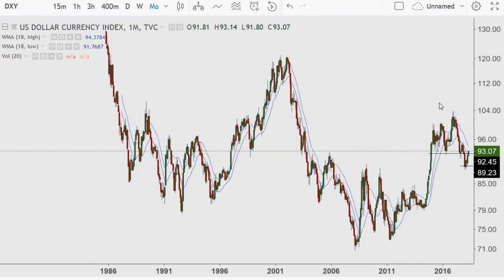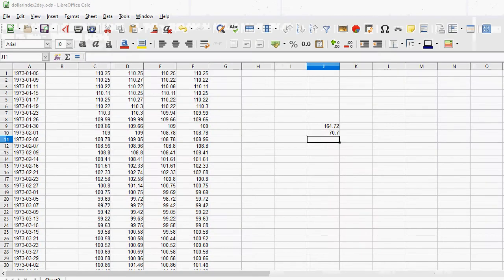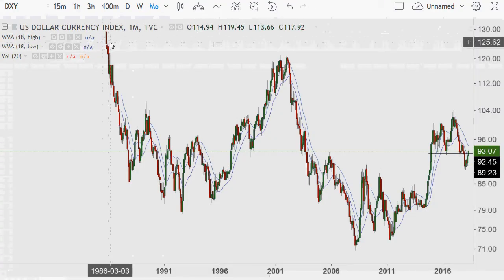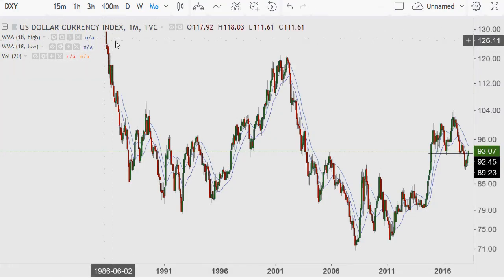well, I don't have all the data. Well, not here, I do have data. Yeah, I've got it going back to 1973. The highest price on the index was 164.72. The lowest is 70.7 back in 1980, which meant it was 34 basis points higher from this fall.